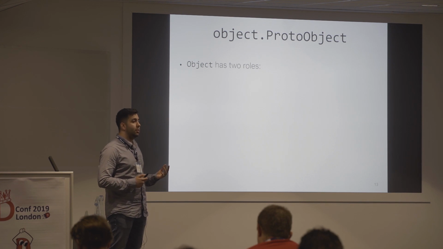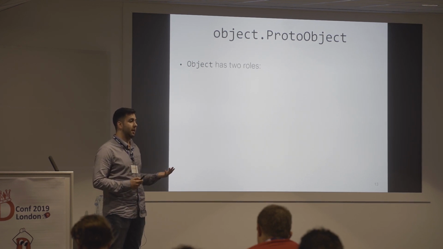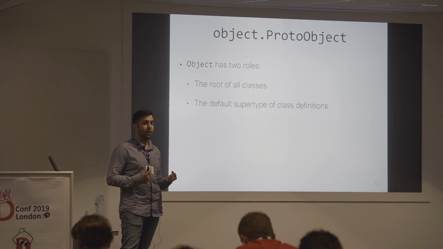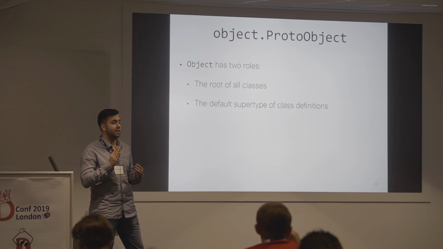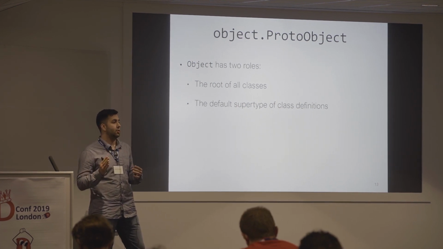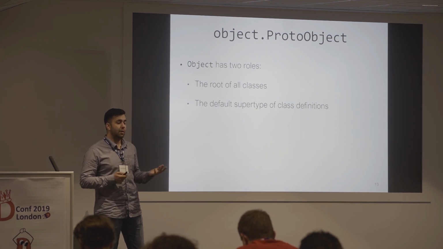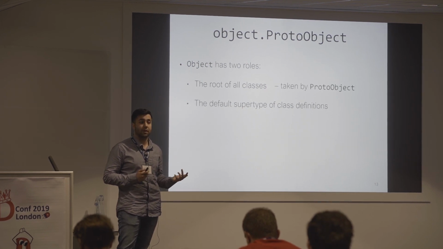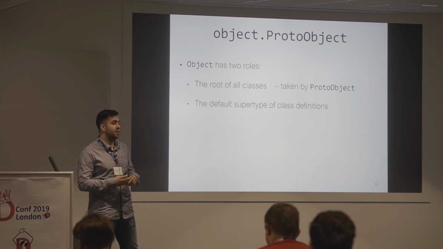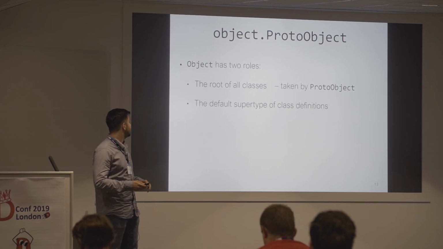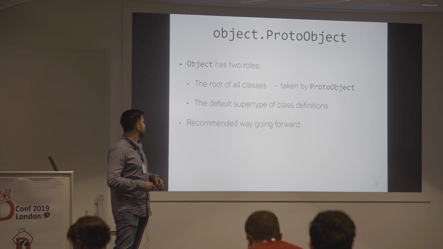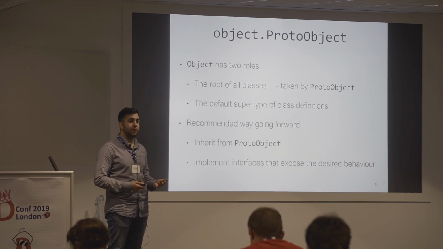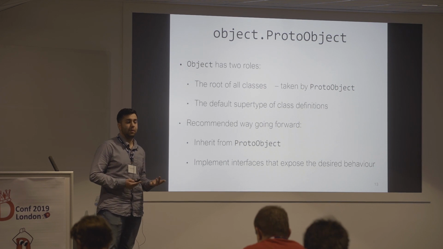So how this came to be? Well, Andrei had the following observation, as he was saying yesterday, right? So object has two roles. The first one is the root of all classes. And the second one, when you don't explicitly state what is the parent of your class, then that role is taken by object. But object doesn't necessarily have to be the root of all objects, right? So this is going to be taken care of by ProtoObject. And the code will continue to work because if you don't define a parent, then we'll just leave object doing its own thing. So going forward, the recommended way is to inherit from ProtoObject and then implement the interfaces that expose the desired behaviors.